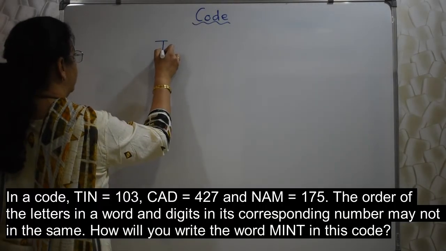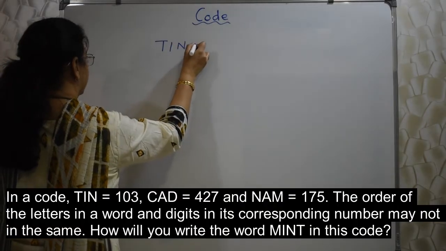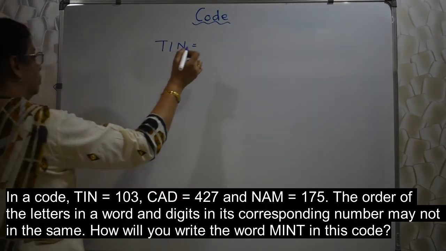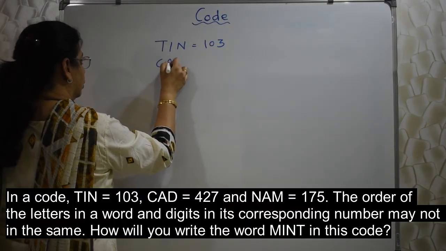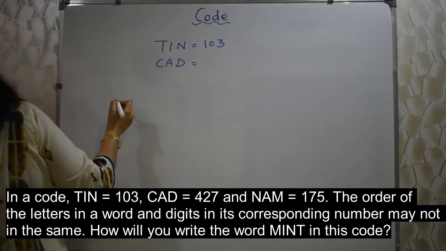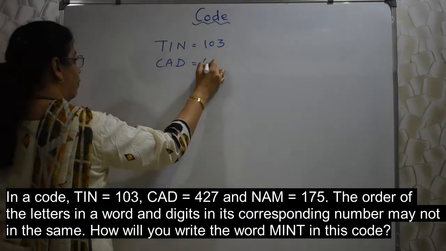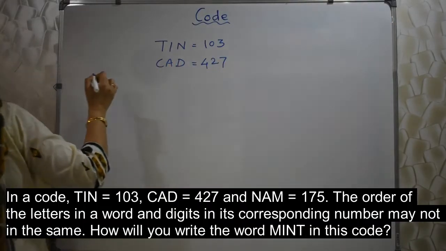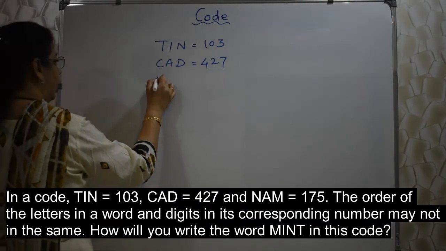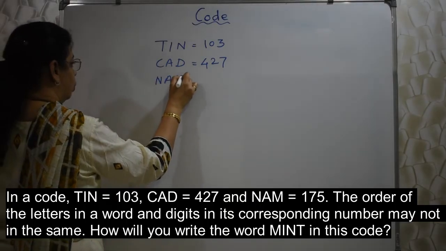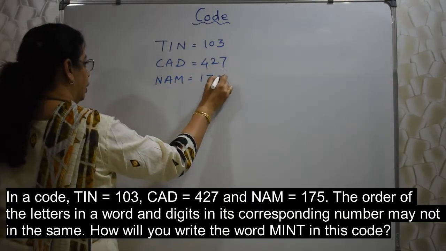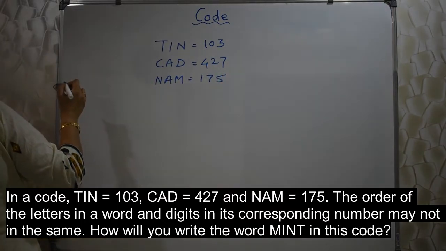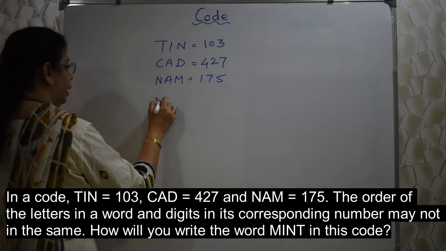First we will write what is given. CAD is equal to 427. NAM is equal to 175. Then how will you write the word MINT?